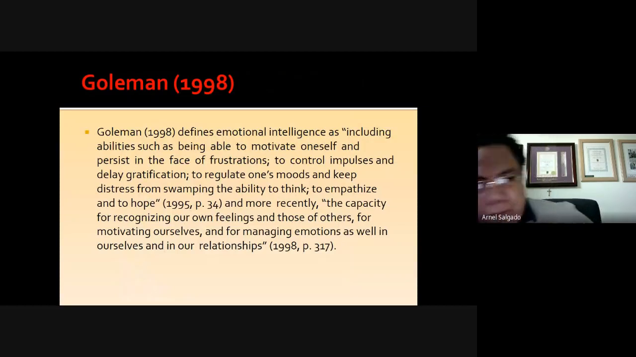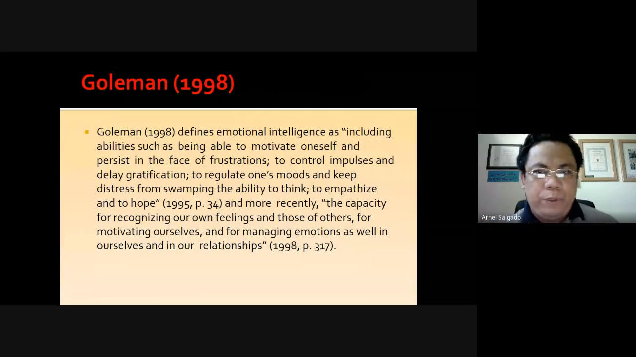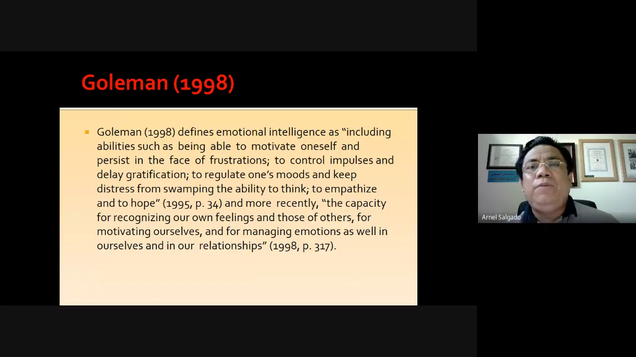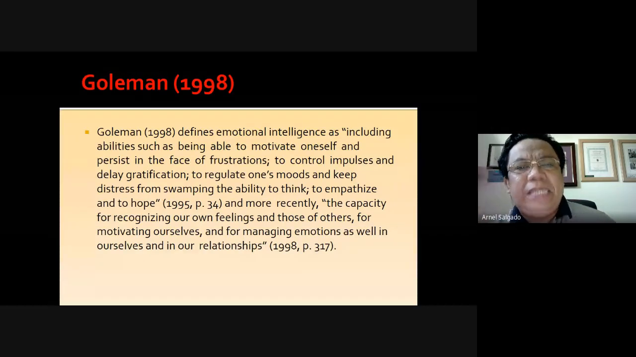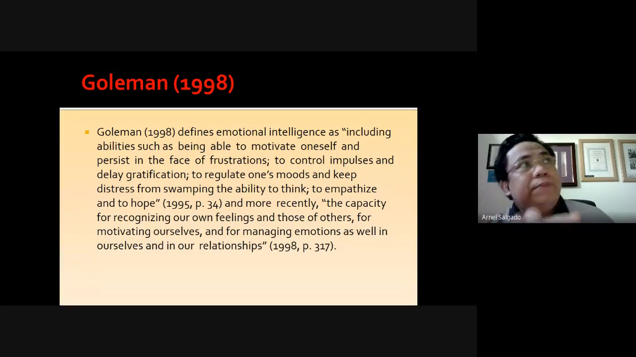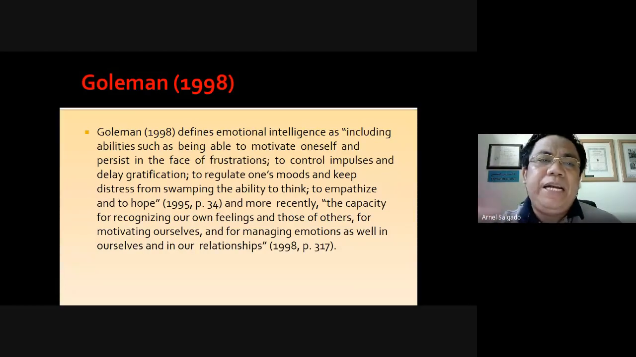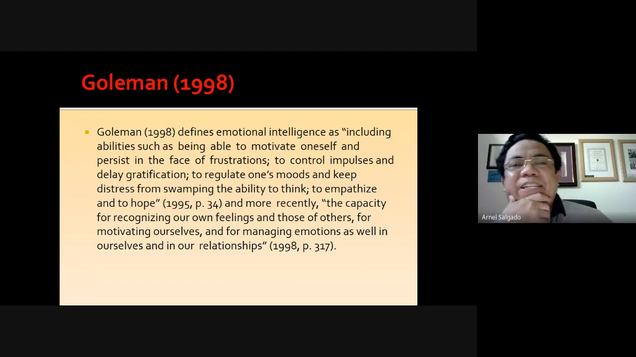So moving forward, Goleman was a very good person. Actually, he wrote a book about emotional intelligence. I do not know if you read the book, Emotional Intelligence, but I have had it since a long time back, 20 years ago. I read the first edition of Goleman's Emotional Intelligence. In 1998, he defined emotional intelligence as including abilities such as being able to motivate oneself, and persist in the face of frustration.